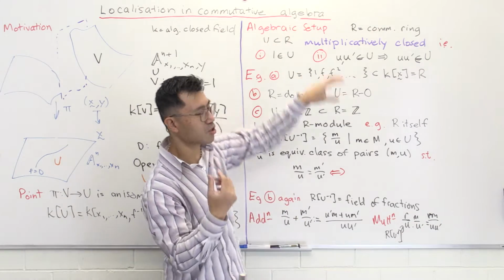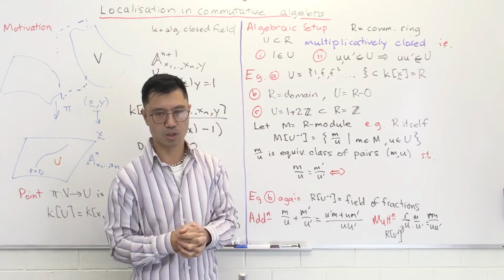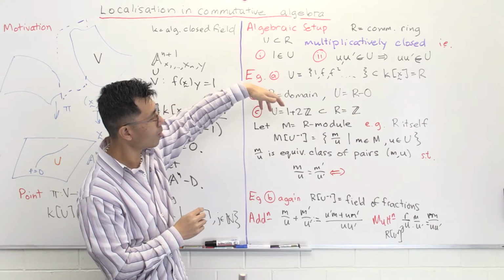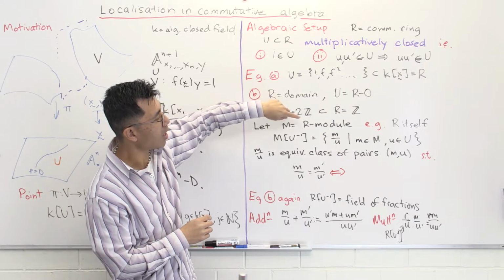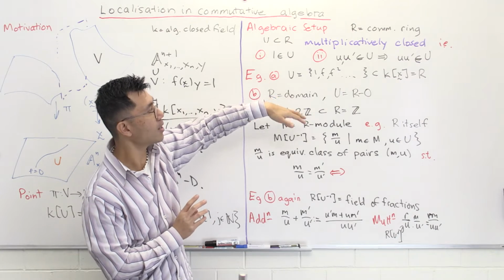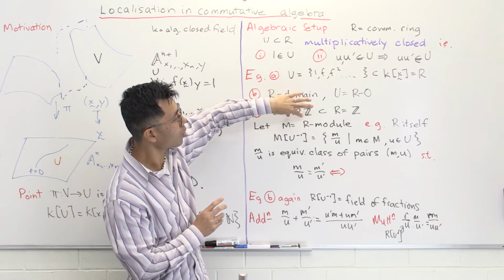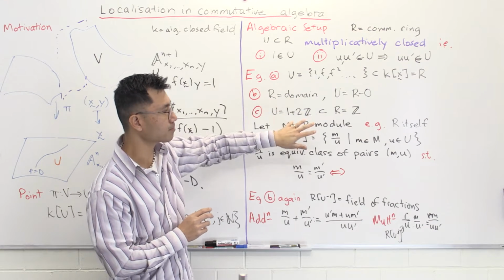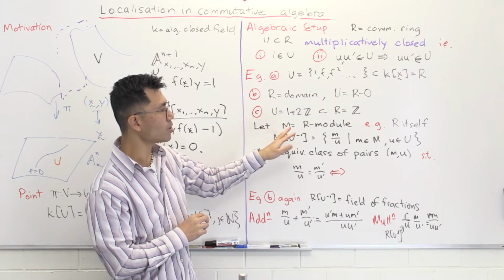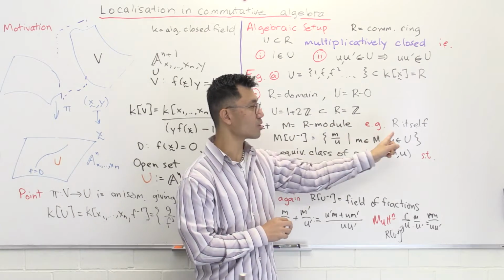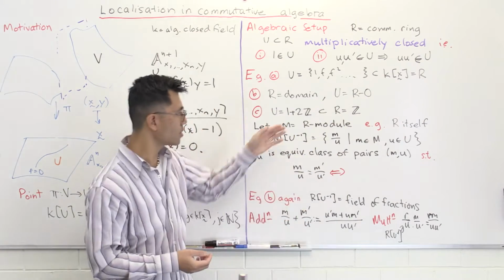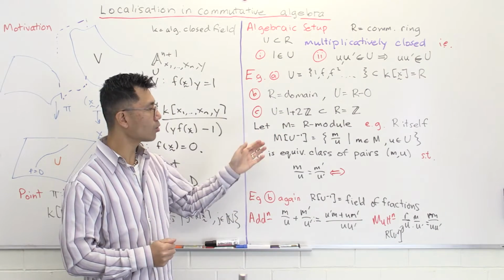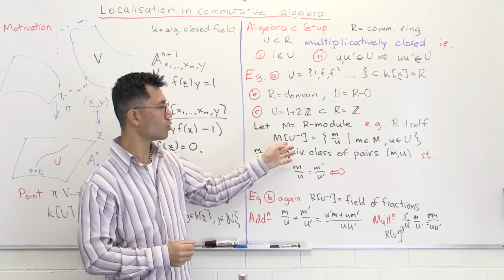So that's the data that you need to do this localization procedure, and let's see how it works. We need one more thing: an actual R-module. So it's fairly general; we can also work with more general R-modules. So let's suppose you have this M. The most important case, of course, will be when the module is the ring itself, but this is also very important. And then we can look at the module of fractions, M U inverse.